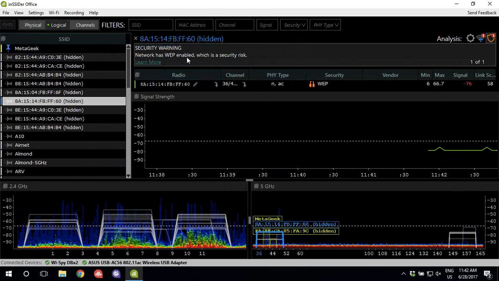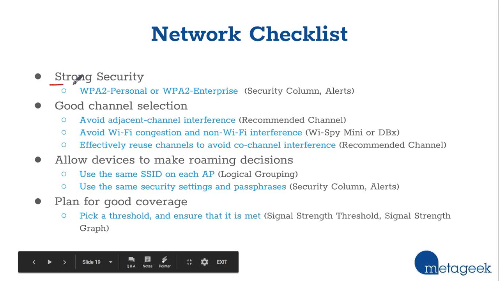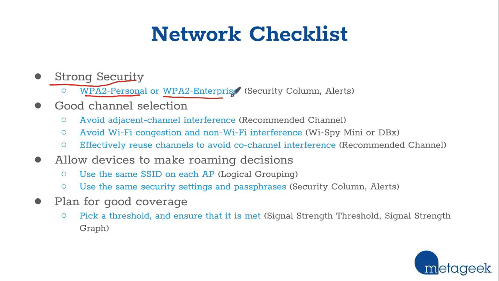So that's the other thing that I wanted to show you in the software. Okay, so let's go through our checklist. What do we need to do to make sure that our network is good to go? The first thing we need to do is let's use strong security. Let's use either WPA2 Personal or WPA2 Enterprise, and you're going to use either the security column to see those broken lock icons, or you're going to look at the alerts to make sure that you've got solid security.